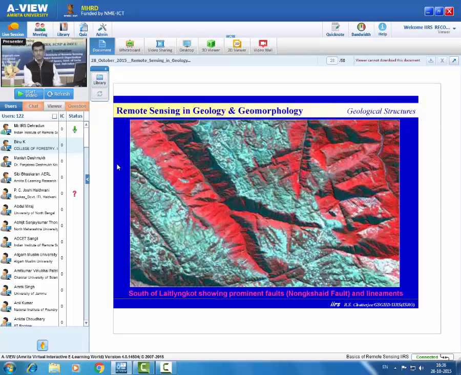Now in this image, you can see that there are faults, there are fractures, and there is some systematic arrangement of the fractures. So these are basically joints. So you can see joints, you can see faults, you can see fractures. You can interpret that very easily from the satellite image.